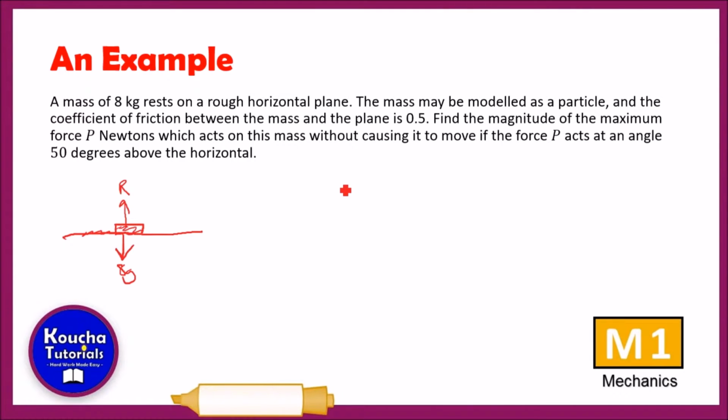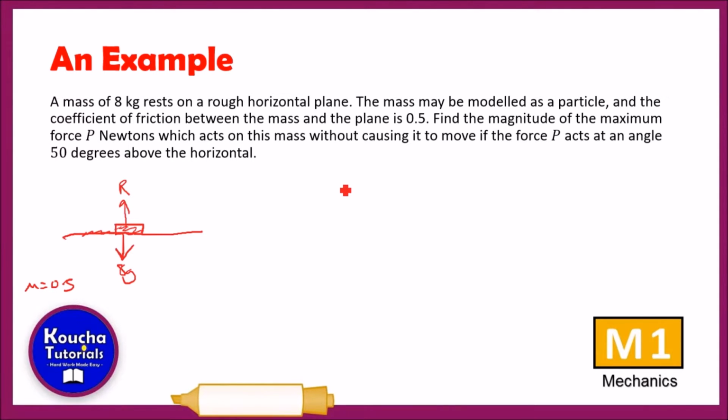Now we know that the coefficient of friction between the mass and this plane is 0.5. So straight away we can see that mu equals 0.5, and now we have to find the magnitude of the maximum force P newtons, the push which acts on this mass without causing it to move.